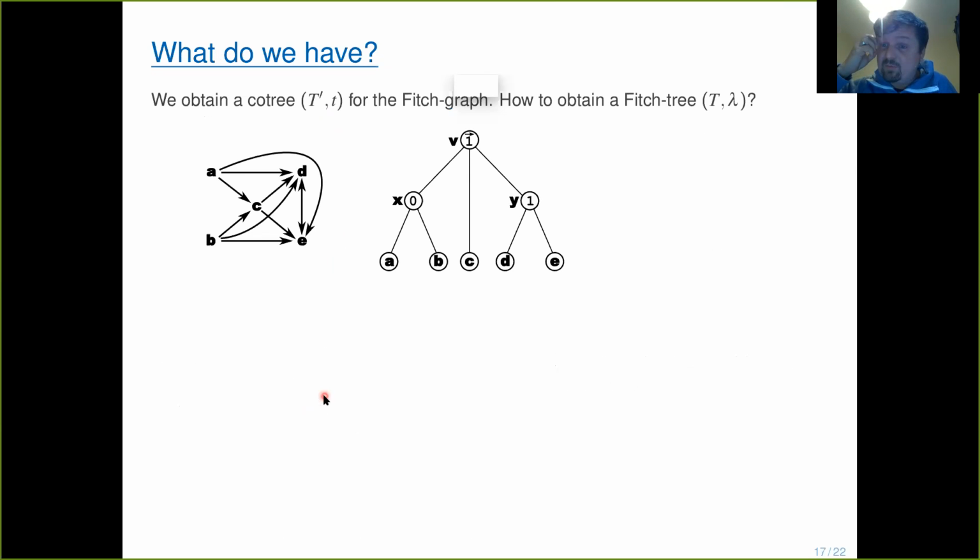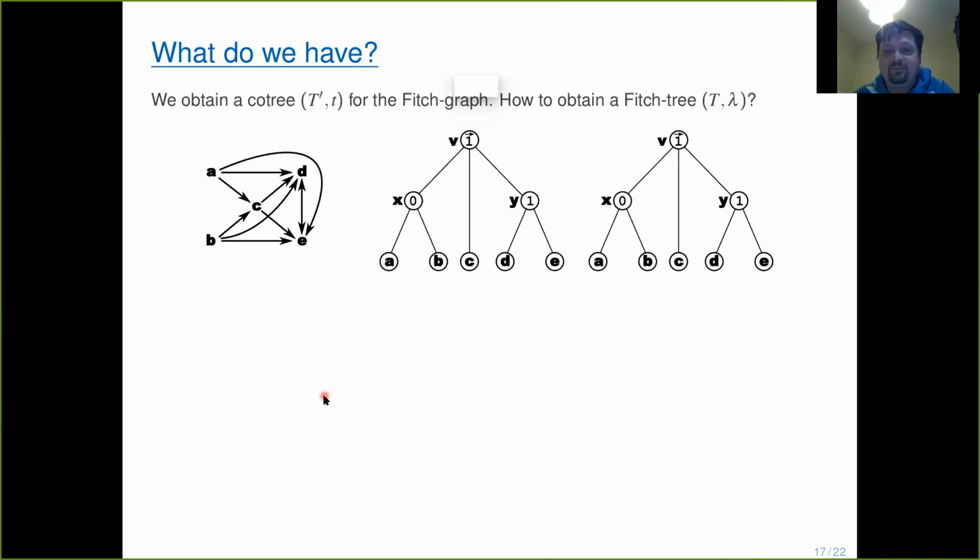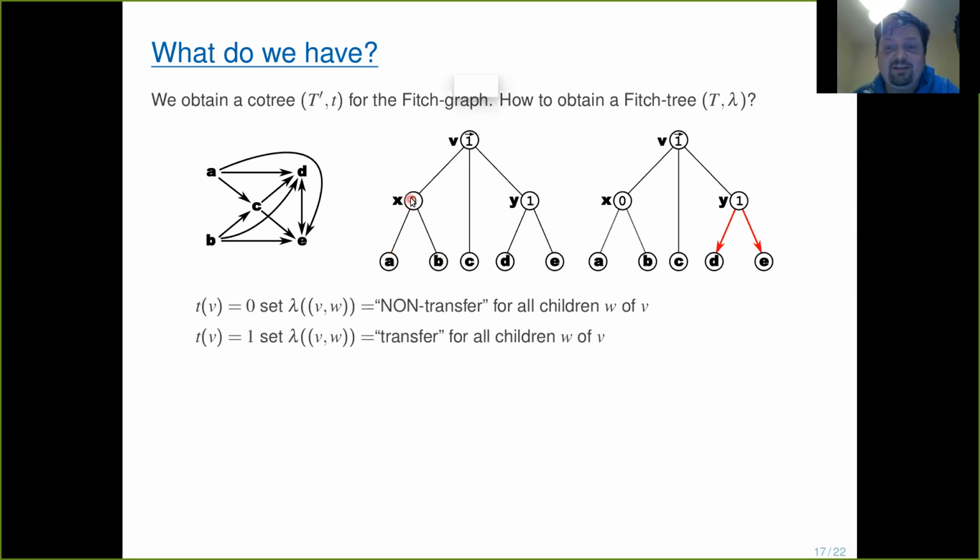Okay, so now we have a cotree that is a vertex label tree. We also want to have a Fitch tree, right, which is an edge color tree. And this can be done in a very simple way. Whenever you observe a 0, it means that they are not in this Fitch relation. That is, along their paths, there is no horizontal gene transfer at all. You simply put these edges here as non-transfer edges. When you have a 1, then you simply know that D points to E and E points to D in this Fitch relation. And so you simply add these transfer edges here.